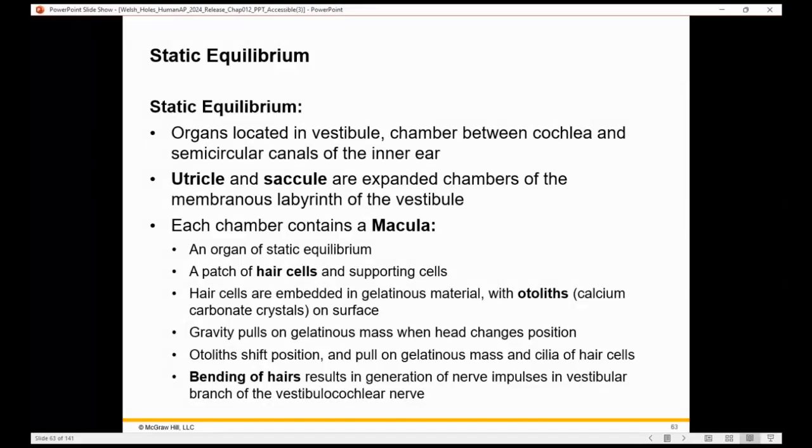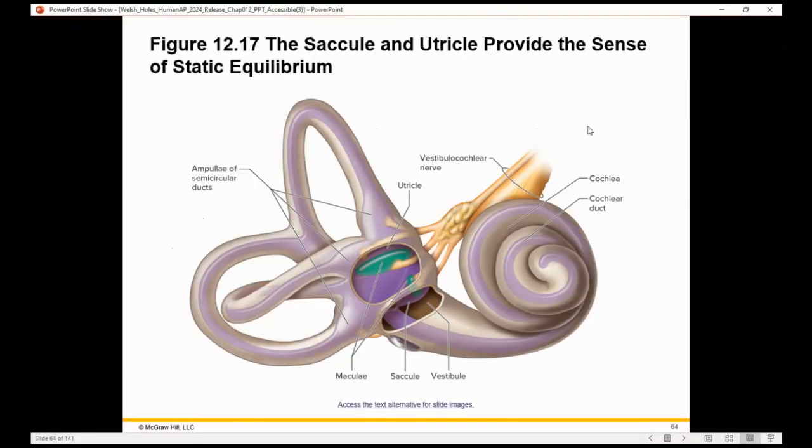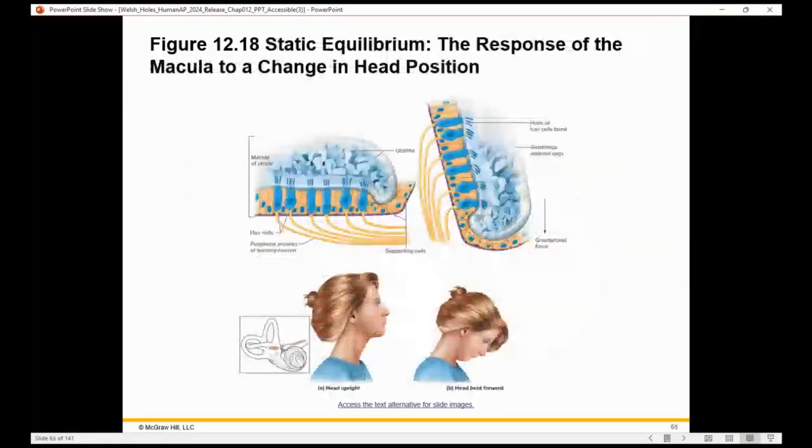Gravity pulls on the gelatinous mass when the head changes position. The otoliths shift position and pull on the gelatinous mass and the cilia of the hair cells. Bending of the hair cells results in generation of nerve impulses in the vestibular branch of the vestibulocochlear nerve. This figure shows you the saccule and utricle, which provide the sense of static equilibrium. This figure shows you static equilibrium and the response of the macula to a change in head position.